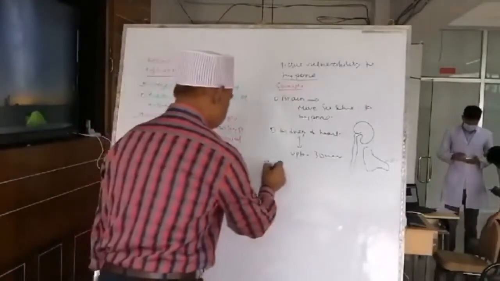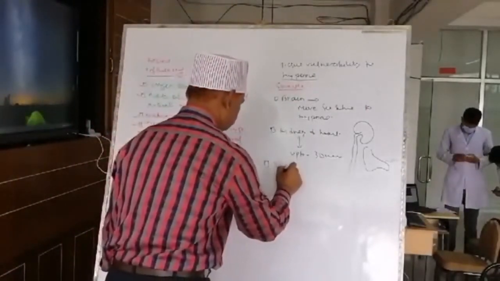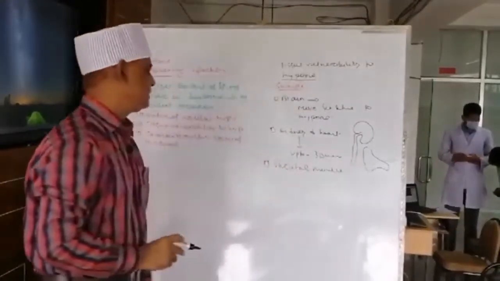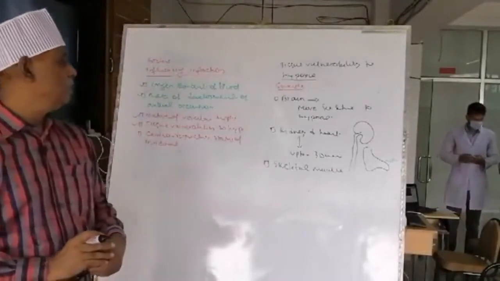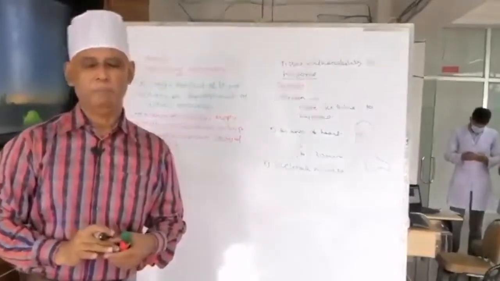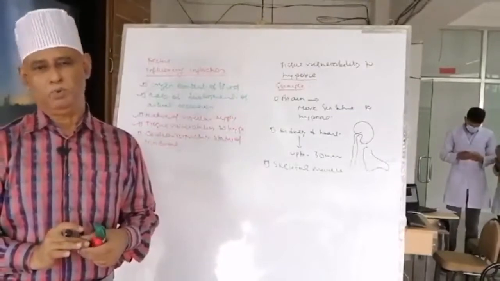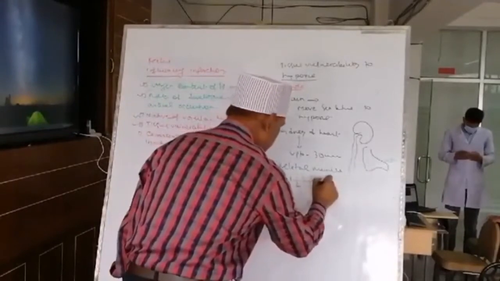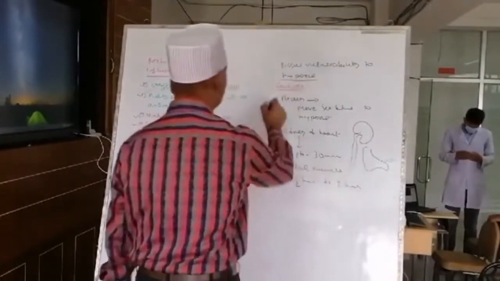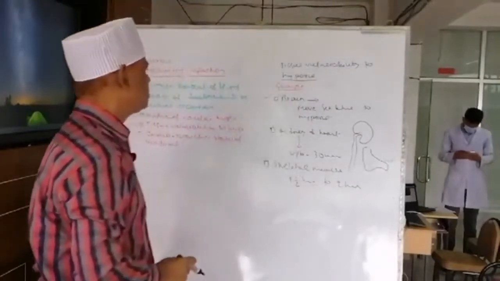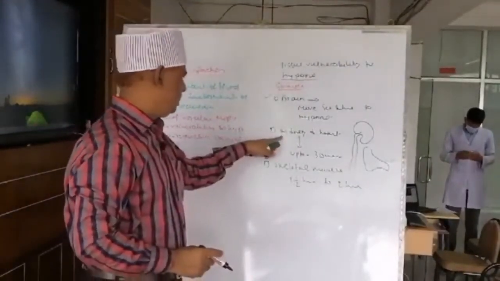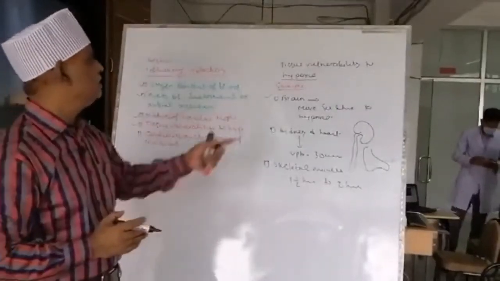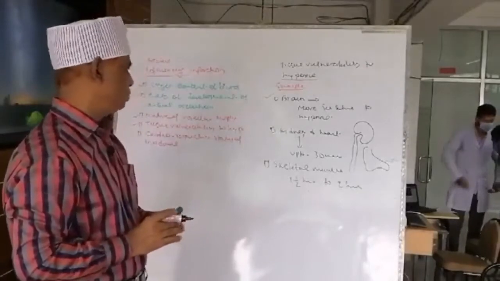Skeletal muscle. Our skeletal muscle can tolerate hypoxia or ischemia up to 1.5 to 2 hours. So our brain is very sensitive to hypoxia, kidney is less sensitive, and skeletal muscle is least sensitive to hypoxia. This is tissue vulnerability to hypoxia.